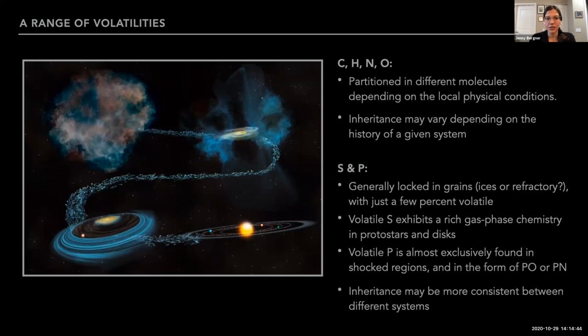So I think a really interesting implication of this is that for these more volatile molecules, the inheritance might actually vary depending on the history of a given system, because we're really sensitive to the local physics. So if you have a star that's being born in a higher radiation field than another, that might really impact the partitioning of these molecules as they are being incorporated into planet-forming material. But in the case of sulfur and phosphorus, I think the inheritance may be more consistent between different systems, because if they're sheltered in grains, they may be less sensitive to what's going on in the physical environment.